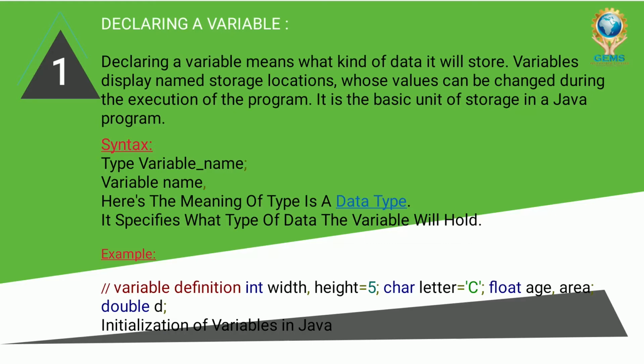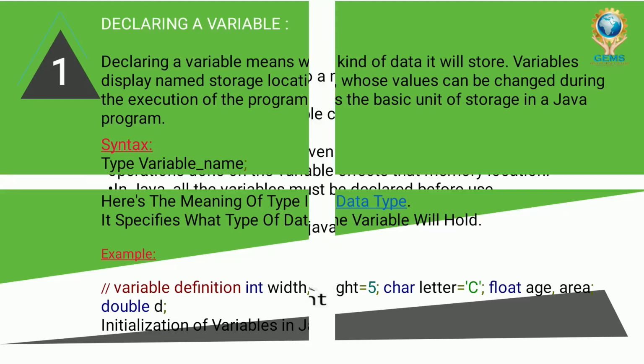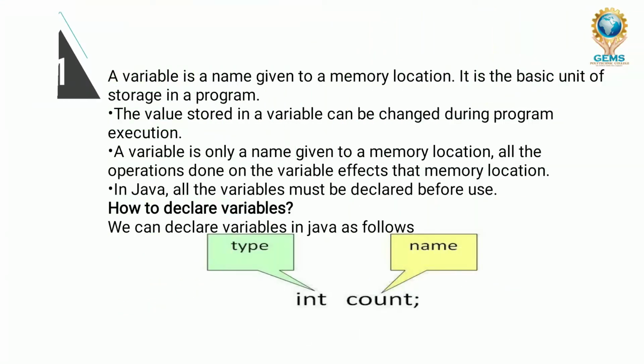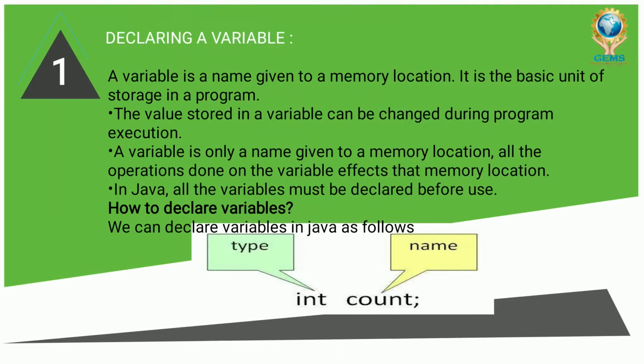This is the actual meaning of data type. Then height is the name of the variable. Equal to 5 is the value of that variable, the value that's stored inside the variable. This is the actual meaning of variable, declaring a variable.